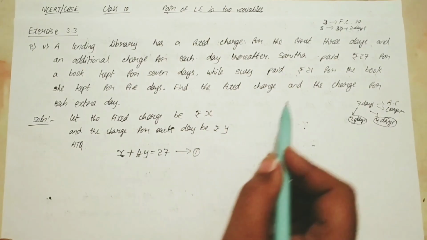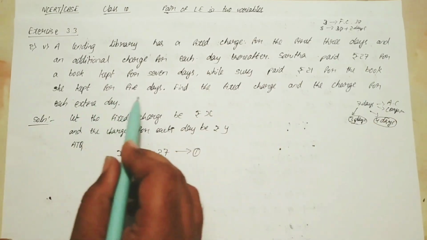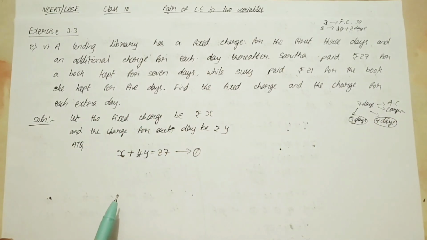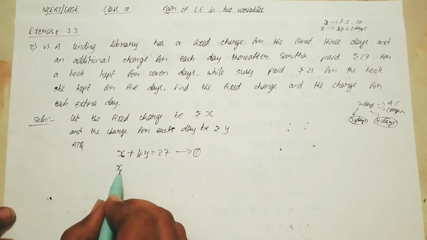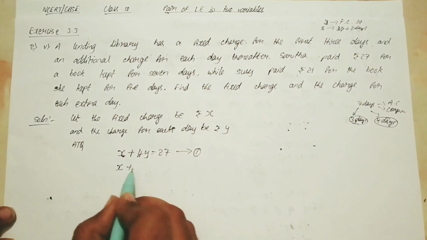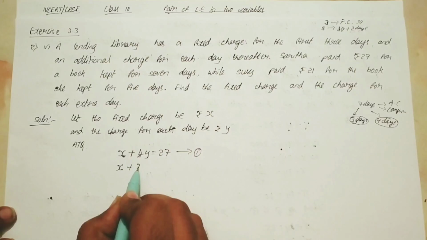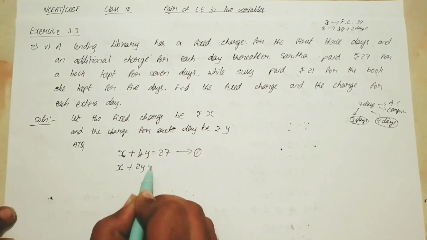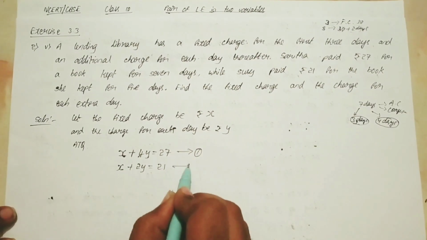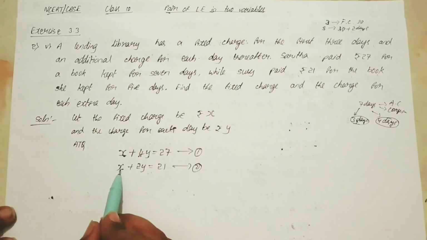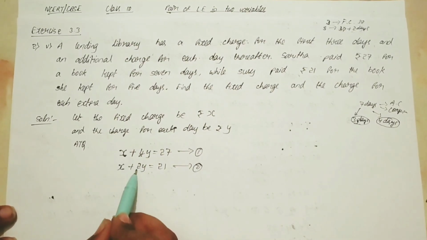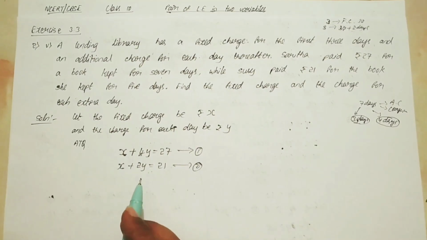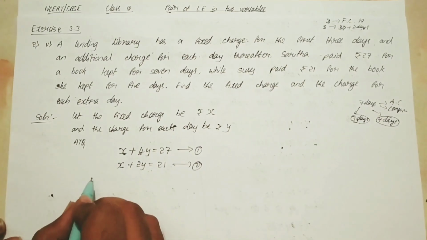In the same way, Susy paid 21 rupees for the book kept for 5 days, right? So 5 days means the fixed charge for the first 3 days. What is the number of days remaining then? 2 days, right? So the fixed charge plus the charge for the next 2 days is equal to the total amount of 21 rupees. The fixed charge is x here and the additional charge she has to pay for 2 days, so x plus 2y is equal to 21. We have to solve these two equations by the elimination method.